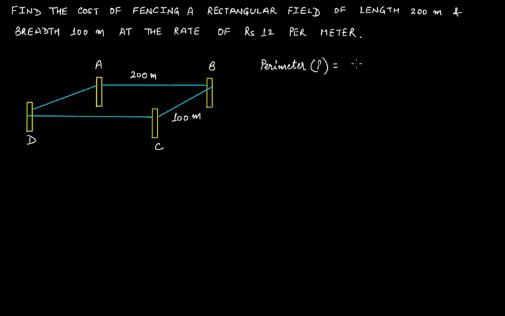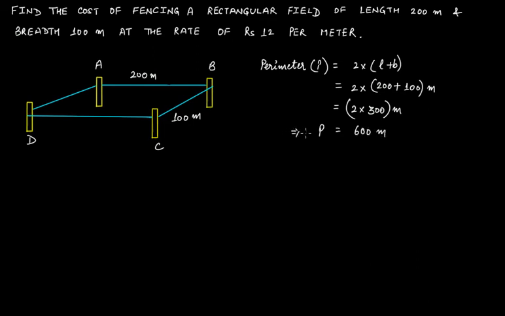P is equal to 2 times (length plus breadth), and this is 2 times (200 plus 100) meter. This will give you 2 times 300 meter and this will be 600 meter. So the perimeter is 600 meter. Since the perimeter, that is the length or the distance of this boundary, is 600 meter, therefore you will require 600 meter wire. That is, the length of the wire for fencing should be 600 meter.